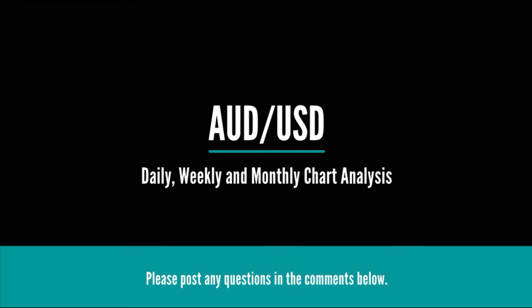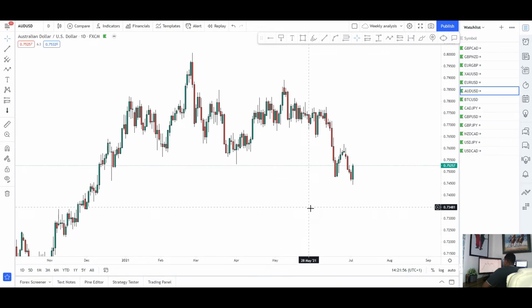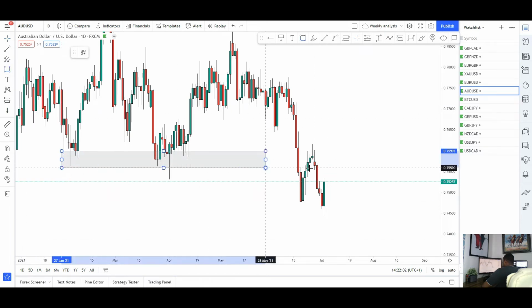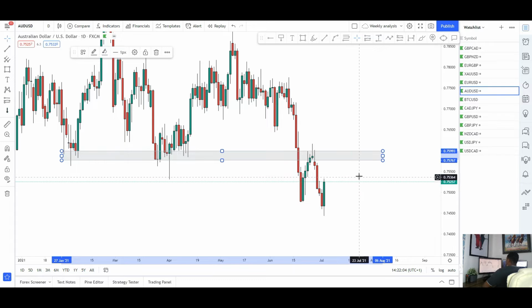Okay, so next up we've got AUD USD. So for this pair, again, as you can see, nice move to the downside. We did see some US dollar strength coming into these markets. I did say last week that we can be looking for some sells this week for AUD USD.